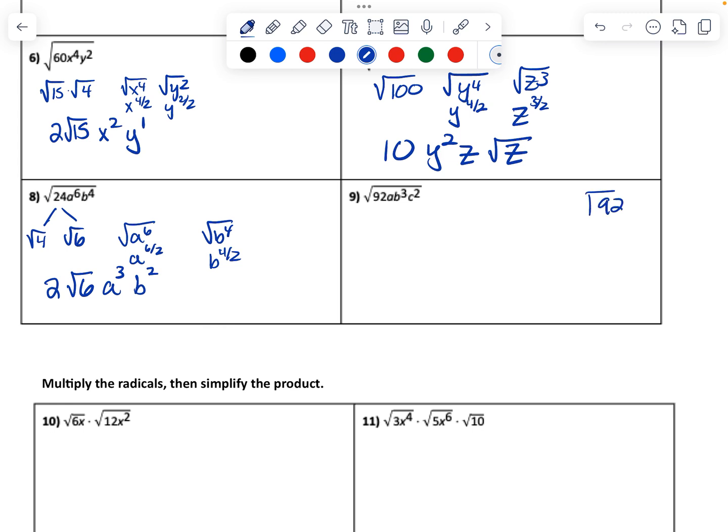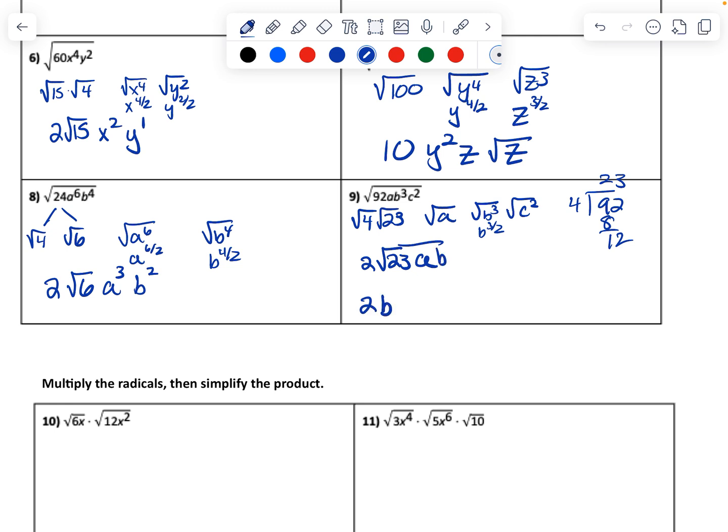92. I think 92 is divisible by 4. 23. Okay. So square root of 4 times the square root of 23, square root of a, square root of b cubed, square root of c squared. So 2 square root of 23. Well, that's just a. So I could leave that under the square root. This is b to the 3 over 2. So it goes in there once. And I have 1 left over. So it's kind of like that b is there.